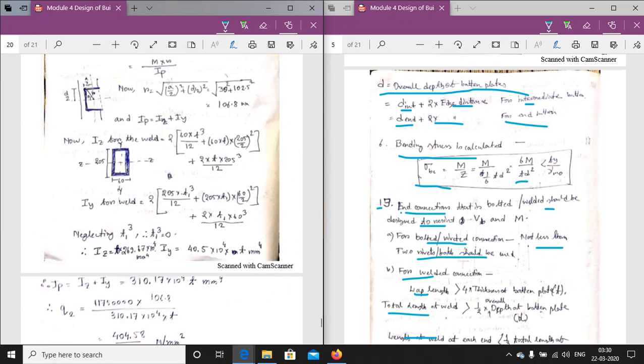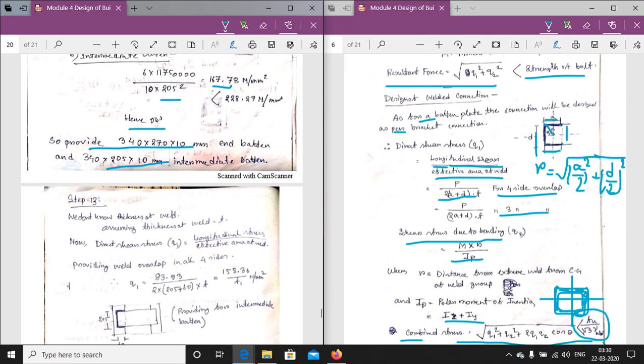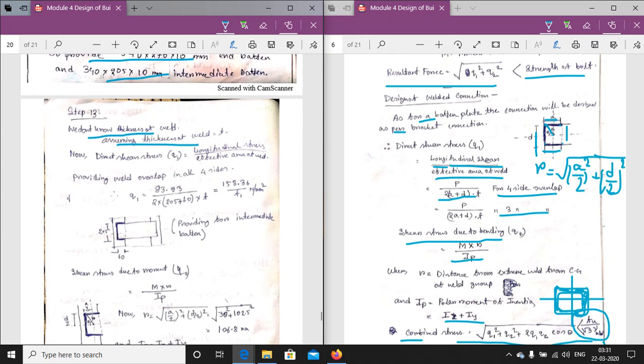Now coming to the connection design. Now it is a welded connection, so it will be designed as per that. Now as we do not know the thickness of the weld, we have to determine the thickness of the weld. So taking the thickness of the weld equal to T, throughout the process we will take the thickness of the weld equal to T. At the end we will get the value of the thickness. Now direct shear Q1 is equal to longitudinal stress by the effective area of the weld.